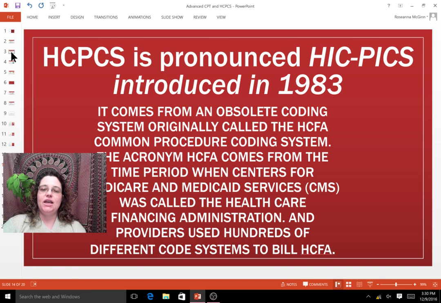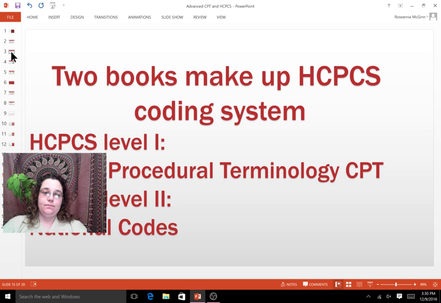HCPCS is pronounced HICKpicks. It was introduced in 1983, and it comes from an obsolete coding system originally called the HCFA Common Procedure Coding System. The acronym HCFA comes from the time period when Centers for Medicare and Medicaid Services, CMS, was called the Healthcare Financing Administration, and providers used hundreds of different code systems to bill HCFA. So there are two different books that make up HCPCS coding system. HCPCS Level 1, Current Procedural Terminology, CPT. HCPCS Level 2, National Codes.